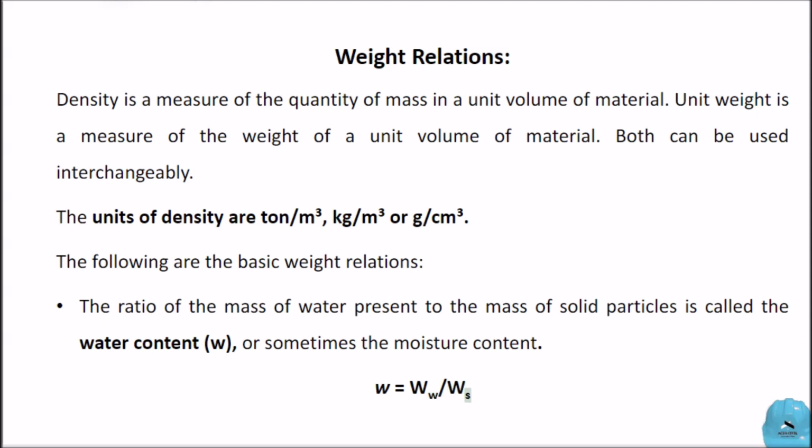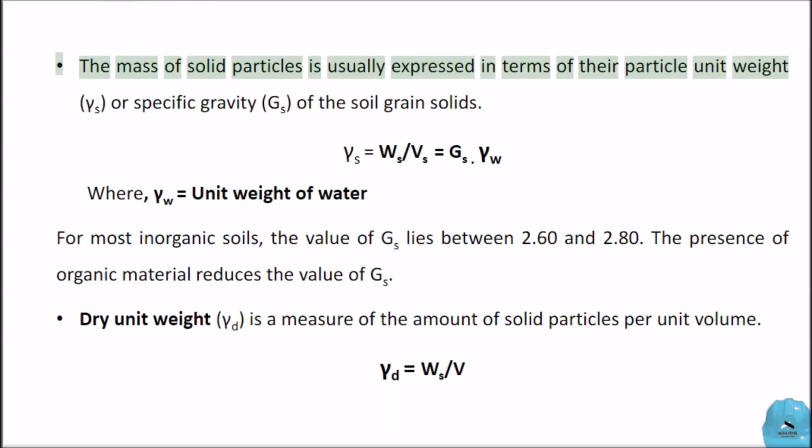The mass of solid particles is usually expressed in terms of their particle unit weight, γs, or specific gravity, Gs, of the soil grain solids. γs equals Ws/Vs. γs equals Gs times γw, where γw equals the unit weight of water.